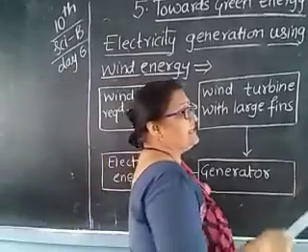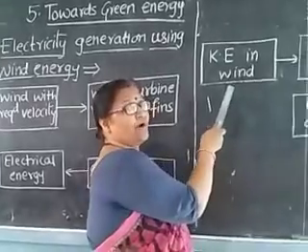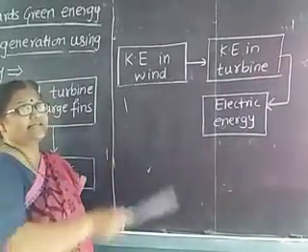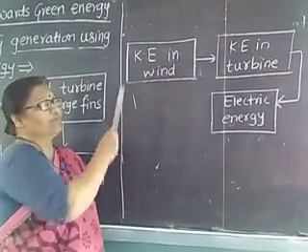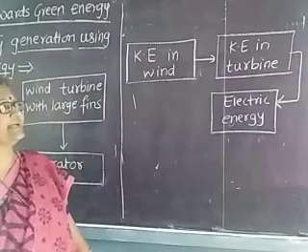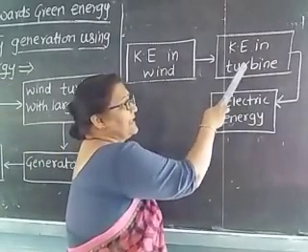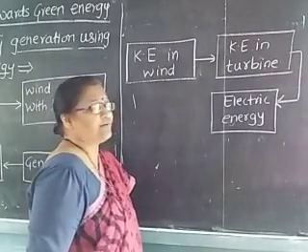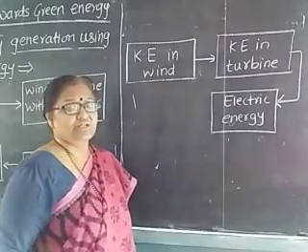Whenever we see the energy transformation of this power plant, what is done actually, see here. The kinetic energy in the wind is converted into kinetic energy in the turbines. This kinetic energy is further converted into electrical energy.